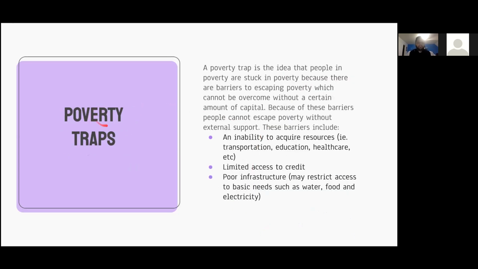There are also things known as poverty traps. A poverty trap is the idea that people in poverty are stuck in poverty because there are barriers that prevent them from escaping it. These are structural economic barriers set up by the specific social structure that we currently live in, and they cannot be overcome without a certain amount of accumulated capital. One example is an inability to acquire significant amounts of resources, and this holds true specifically in the global south.